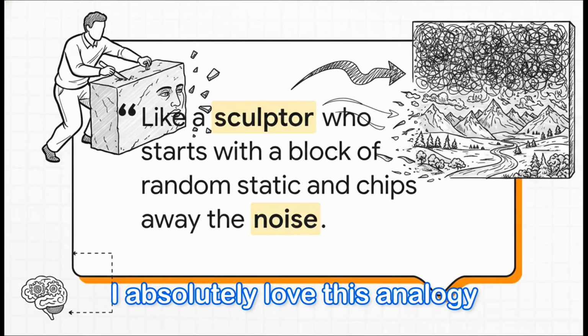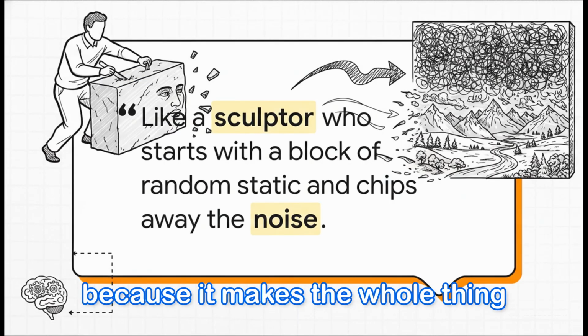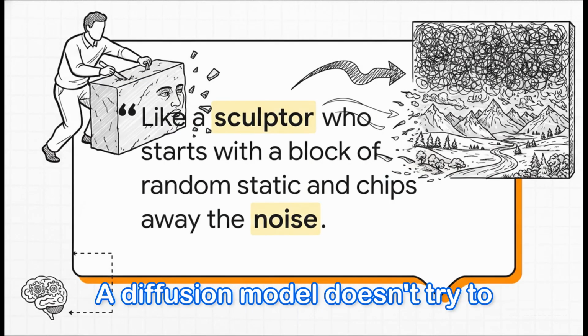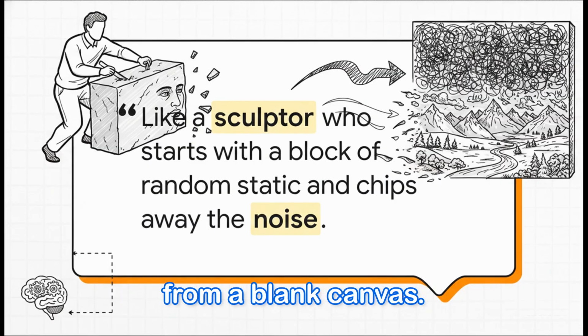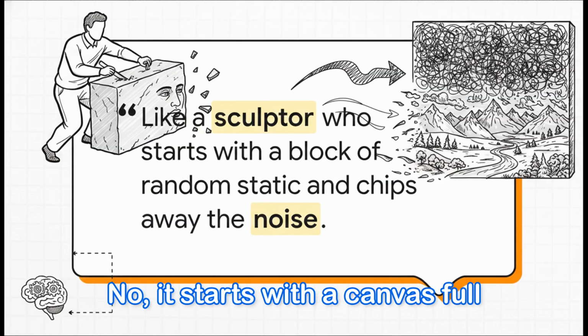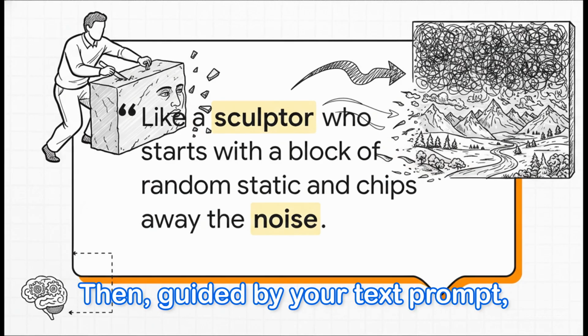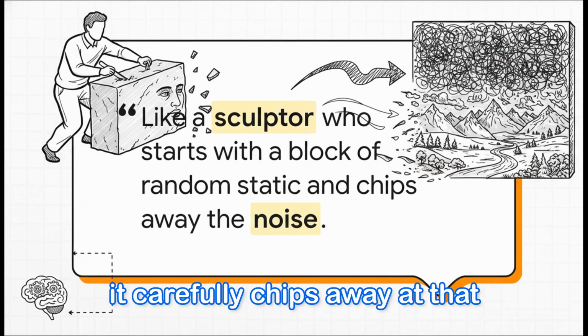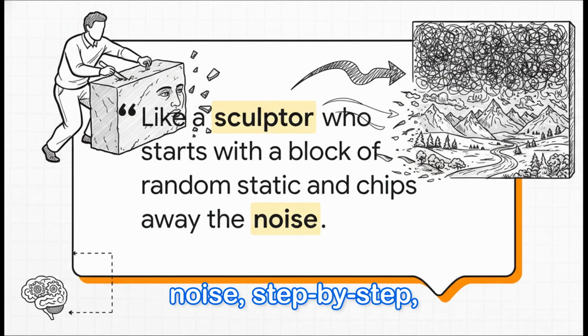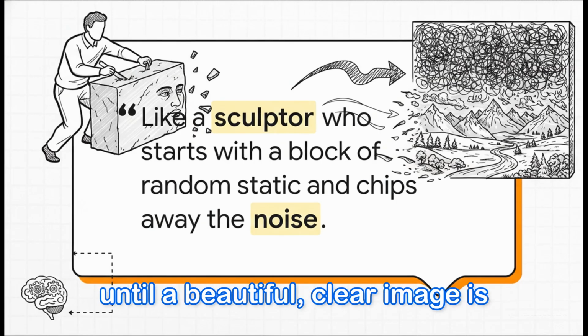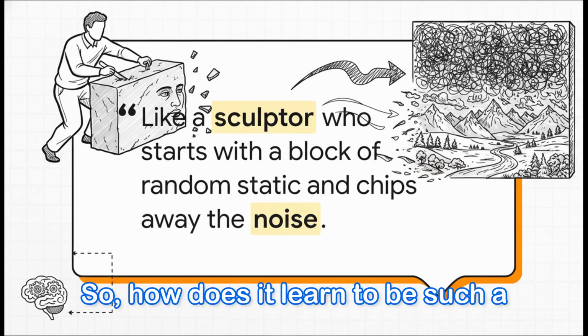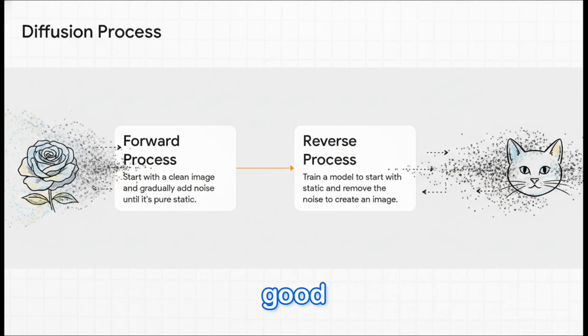I absolutely love this analogy because it makes the whole thing just click. A diffusion model doesn't try to paint a masterpiece from a blank canvas. No, it starts with a canvas full of random noise, pure static, like a block of marble. Then, guided by your text prompt, it carefully chips away at that noise, step by step, until a beautiful, clear image is revealed from within. So, how does it learn to be such a good sculptor?